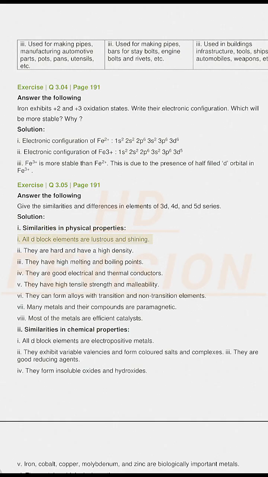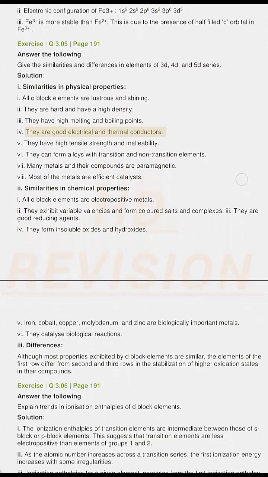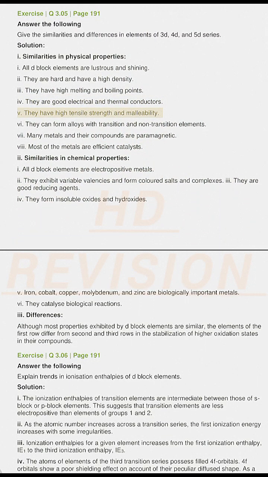All d block elements are lustrous and shining. They are hard and have a high density. They have high melting and boiling points. They are good electrical and thermal conductors. They have high tensile strength and malleability.